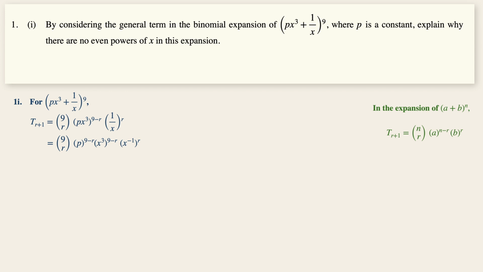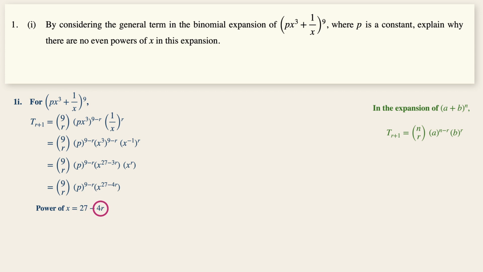Now let's try to simplify these powers of x first before we combine them. And we have this expression over here. Next, we can combine the powers of x readily now to give us x to the power 27 minus 4r. Now, we are doing all these because we want to analyze the power of x. Is it always going to be an even power or an odd power?